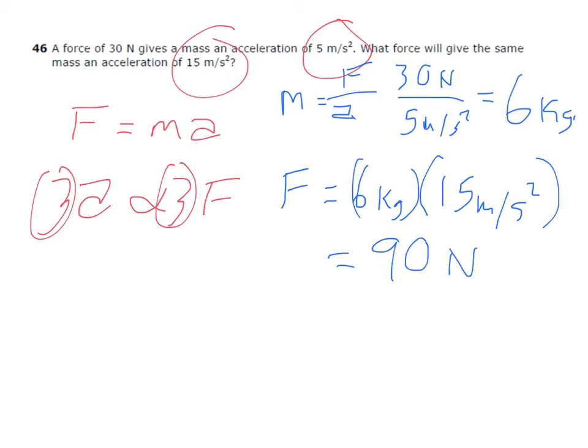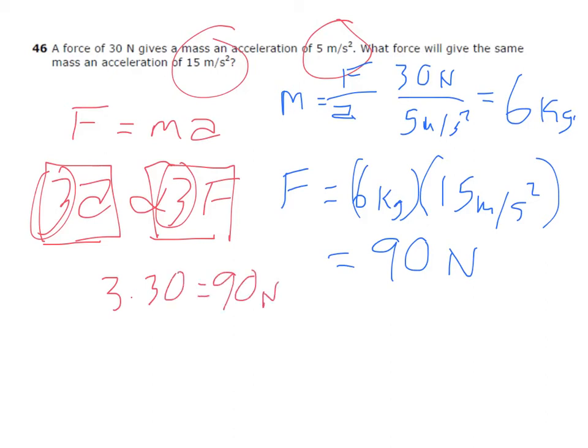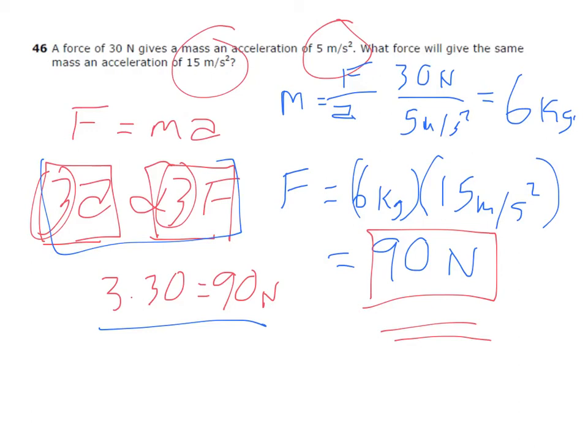Notice that back over here, when I said that we needed 3 times the force in order to get 3 times the acceleration, 3 times 30 newtons is equal to 90 newtons. So either one is going to give us the same answer. This way is not terribly difficult, but this way is a lot easier, just by doing it as a ratio or proportionality, because again, the acceleration is proportional to the force if the mass doesn't change.